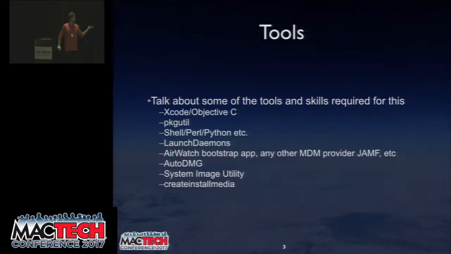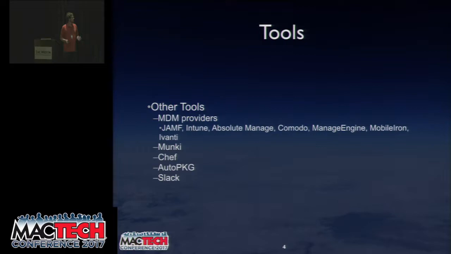I used to use AutoDMG to make a base app, and, target disk mode, throw that on the machine when you're re-imaging for the tech guys, but I'm switching over to an installer based because of all the fun stuff that's coming on. Greg talked about it yesterday afternoon as well. I use System Image Utility now to make my USB installer. You can use createinstallmedia. And then my MDM provider is AirWatch.